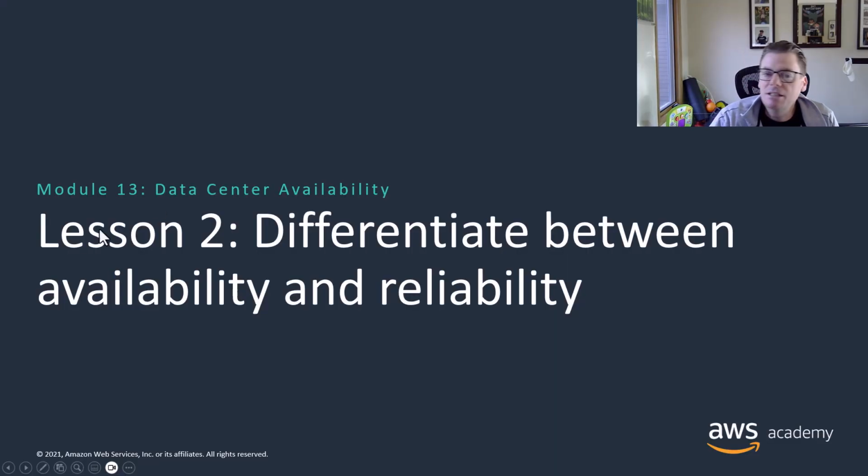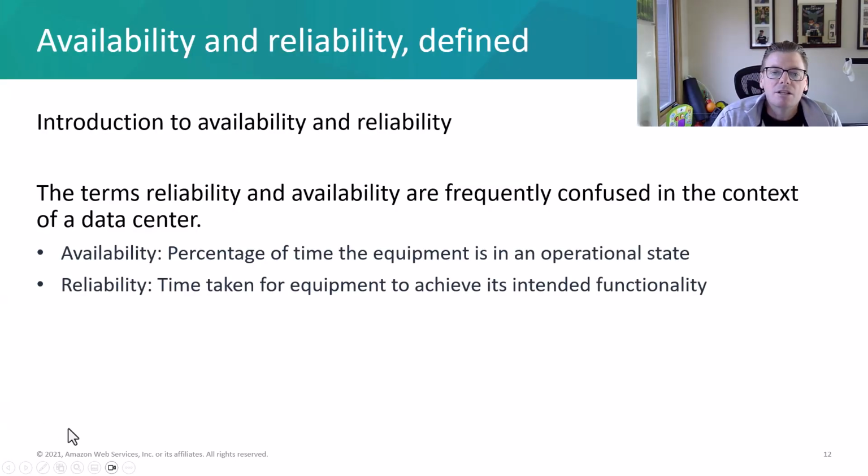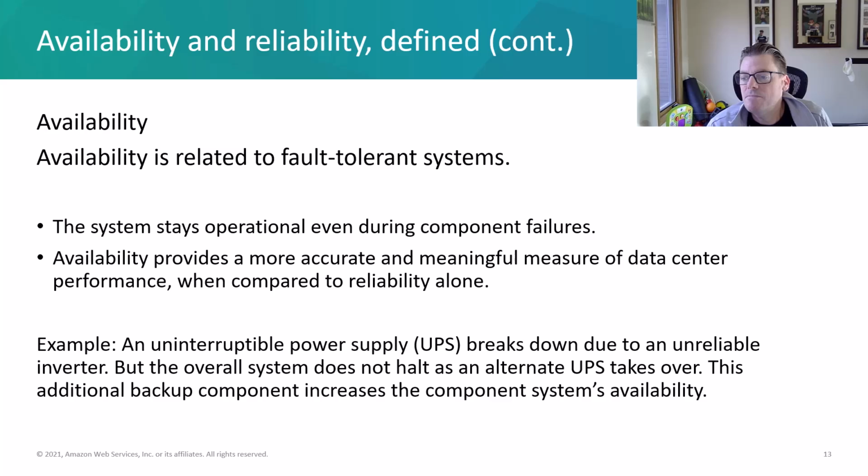All right, let's take a look at differentiating between availability and reliability. All right, so reliability and availability sometimes get confused, right? Because remember, availability is how often or what percentage of time is that equipment in an operational state. And reliability is the time that it takes for the equipment to achieve its intended functionality. And let's go into those a little bit further, because the initial definitions are a little bit on the vague side. So let's talk about it more specifically from this data center perspective.